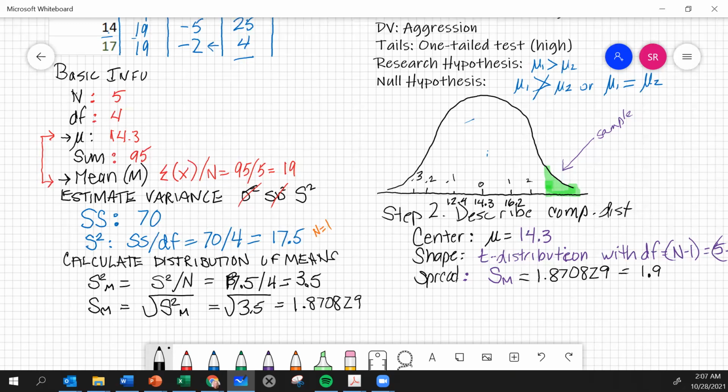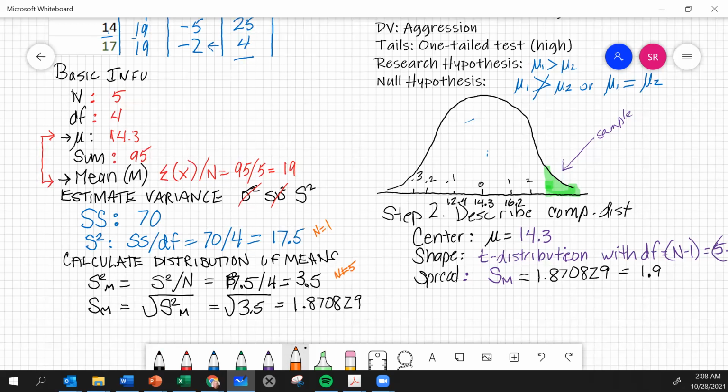And now we're ready to compare our two distributions. We're no longer comparing apples and apples, n equals 1 with n equals 5. We're now comparing n equals 5 with n equals 5. So that I'll write in here.